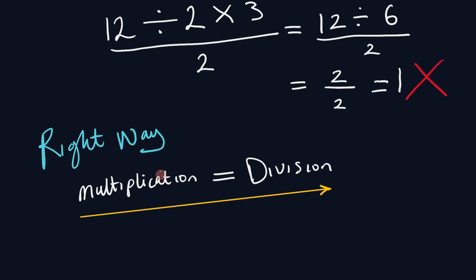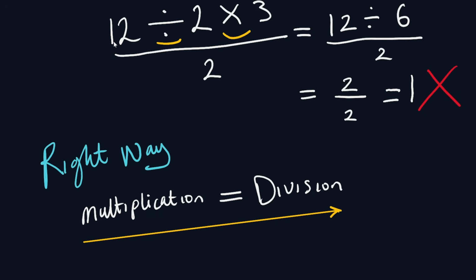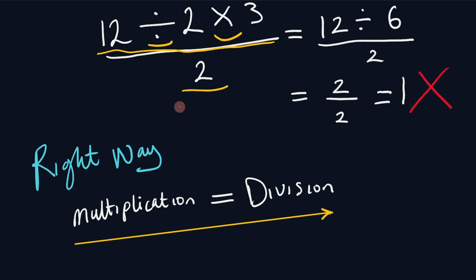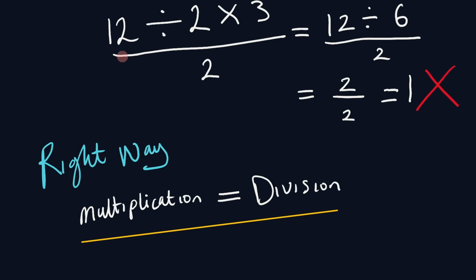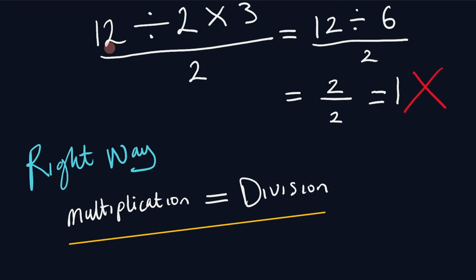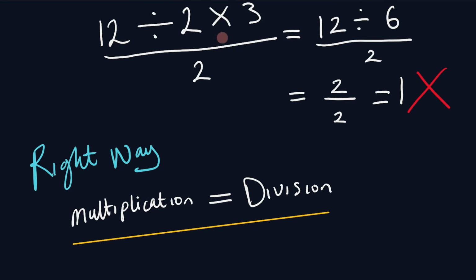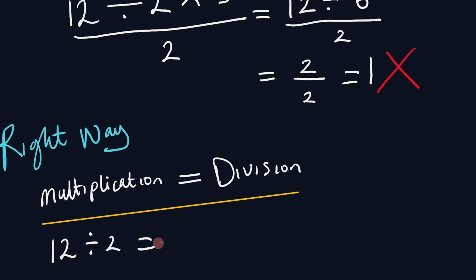So in the question here, we have division to be first and multiplication to be second. We also know that this is a fraction question whereby we need to solve the numerator first before we solve the denominator. Okay, so let's solve from left to right in the right order. Since we have division to be first, we'll solve it first since we are moving from left to right. 12 divided by 2 will give us 6.